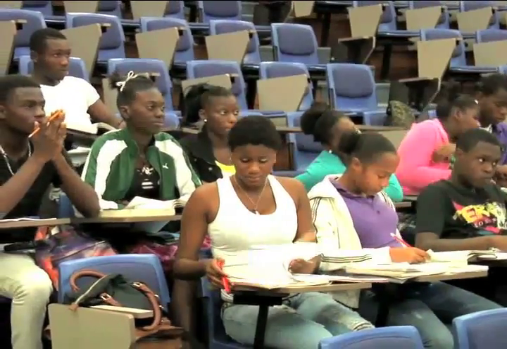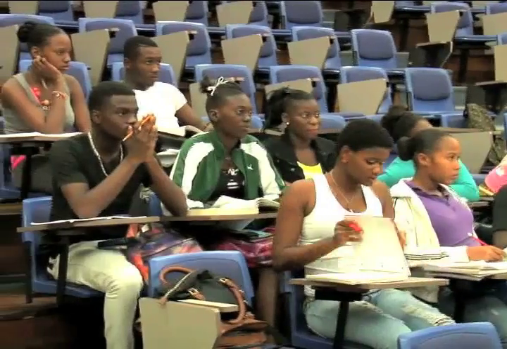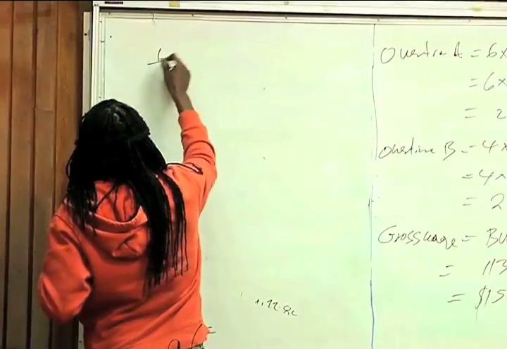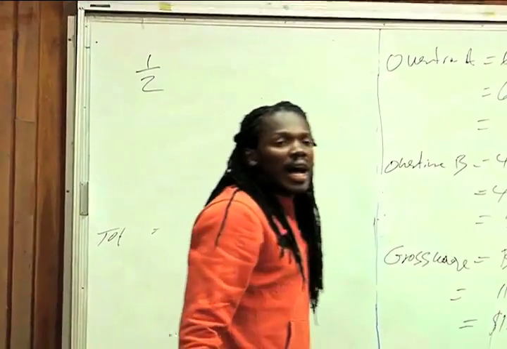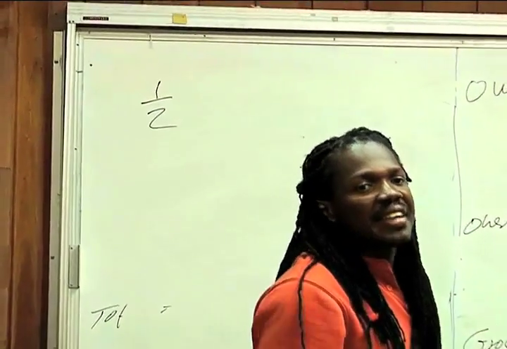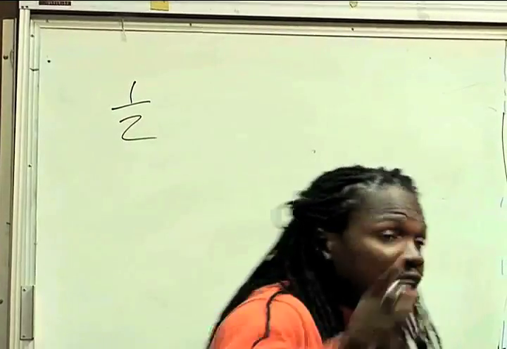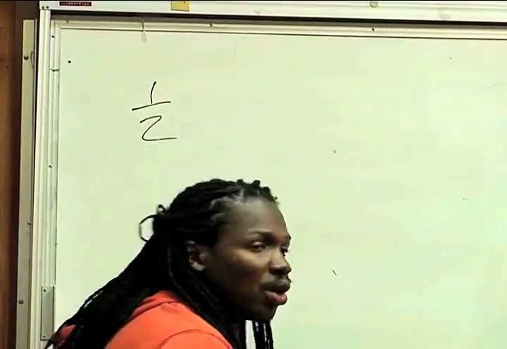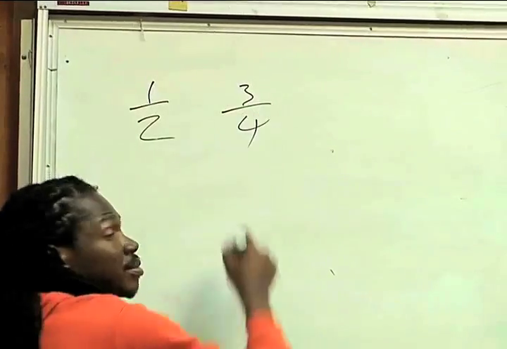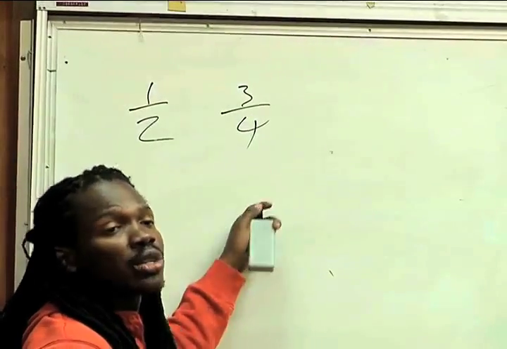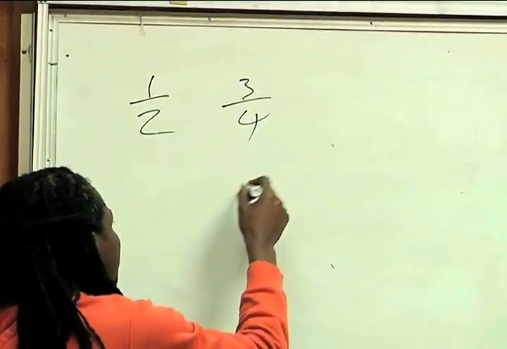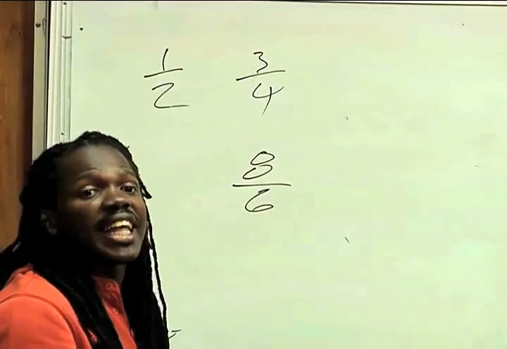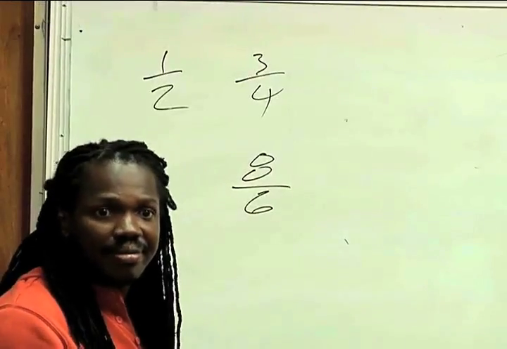You know what this means? 0.5 means 50%, but it also means 1 out of 2. What does this mean? 3 out of 4. What does this mean? 8 out of 6. That is why it's called an improper fraction.